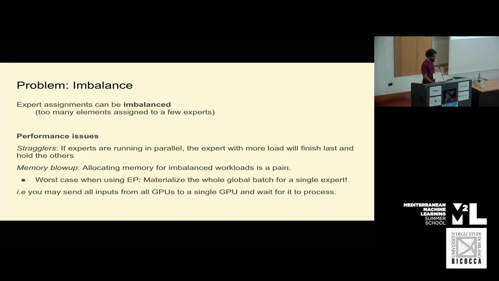The other thing is memory blow up, because allocating memory for these imbalanced workloads is quite a pain. If you think of the worst case, with expert parallelism, you can materialize the whole global batch in a single expert. As I said, with data parallelism you split the whole batch across a bunch of GPUs, but here you can in principle just send everything to one GPU, which would blow up the memory, especially on large workloads. So you need to be careful about that.